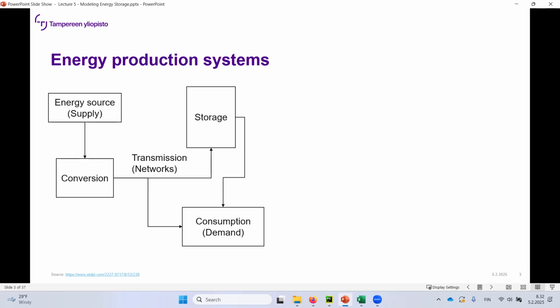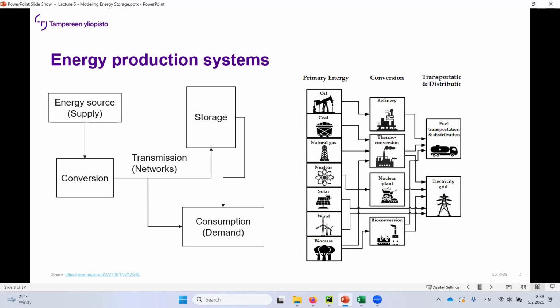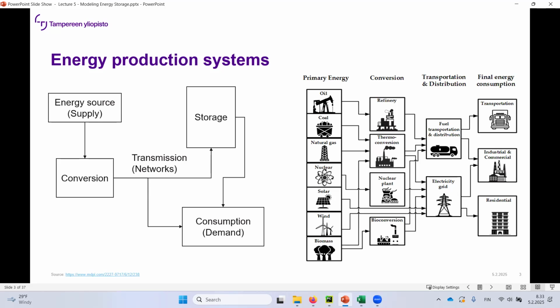Okay, so the energy production system. This is the figure that we've been talking about, and in here you don't see the storages. So the storages could be placed on the consumer end of the system or on the conversion side of the system. So they are in that sense really flexible. The conversion side of the system is like, let's say, these thermal storages for district heating systems.